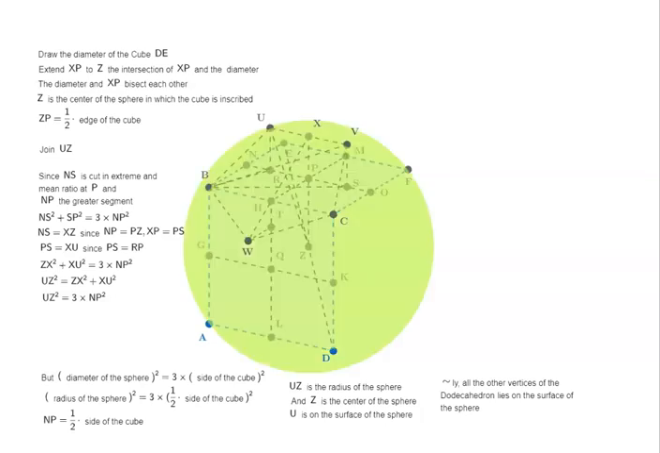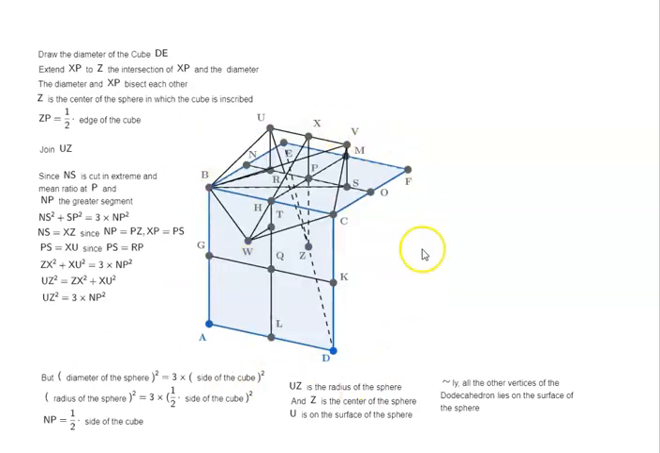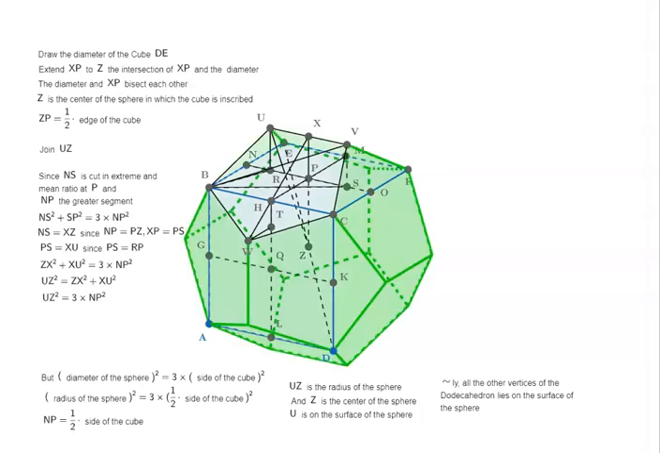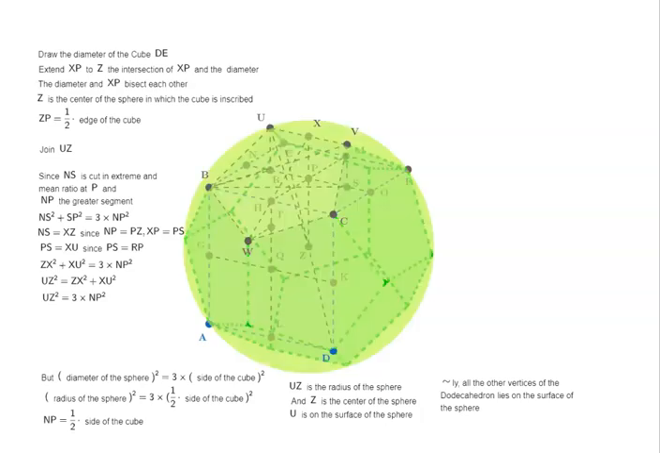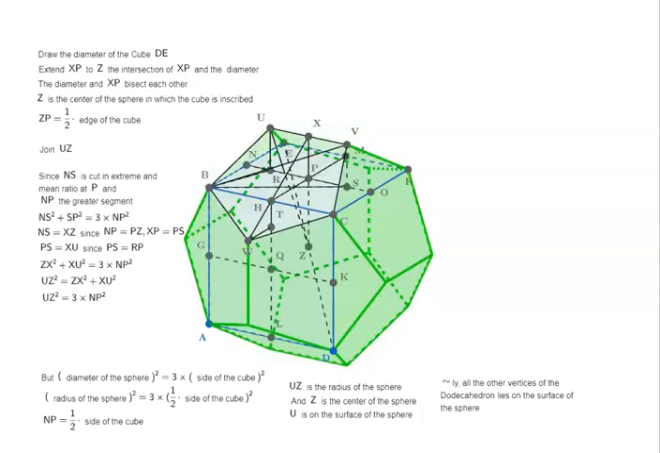So let's do that. U is on the surface, B is on the surface, A is on the surface, D is on the surface, F is on the surface, W is on the surface, C is on the surface. So we have visualized this dodecahedron in the sphere. So let me do one more thing. Let's put the dodecahedron and now let's draw the sphere as well. Okay, you got the idea.